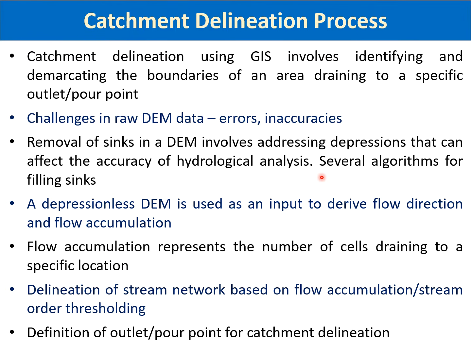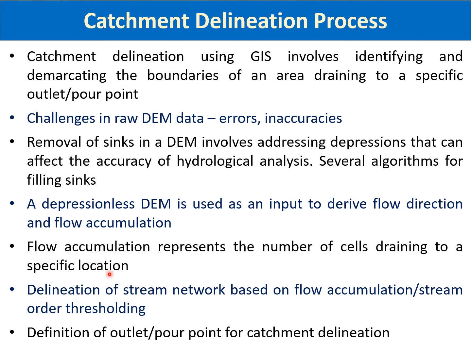Now, once you have the flow direction, then you can generate the flow accumulation. It is nothing but the number of cells draining to a specific location, the number of cells contributing to the flow, including that particular cell. And once you have this flow accumulation raster, you can decide the threshold for generation of the stream network. In a similar way, you can decide upon the threshold of the stream order for generation of the stream network.